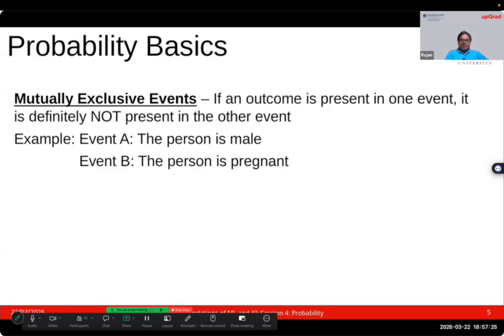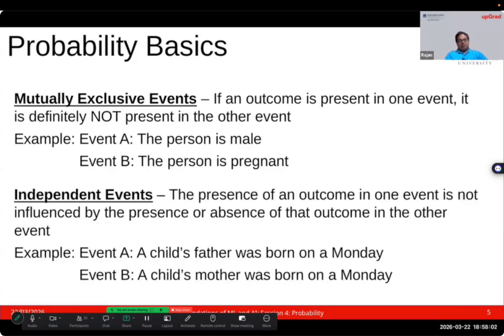Biologically, for example, you have a set of people. One event you are looking at is the person is male. The other event you are looking at is the person is pregnant. Now these are mutually exclusive. So this is one set of special events. We'll come to some special findings of this shortly.